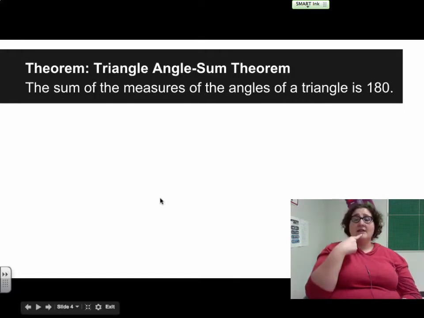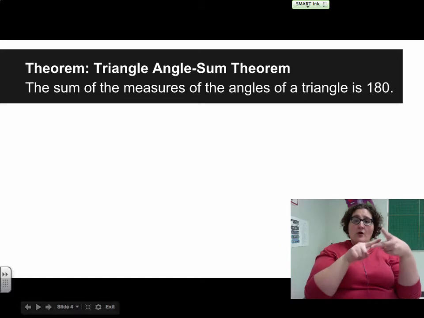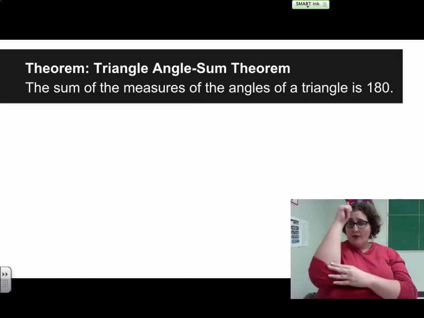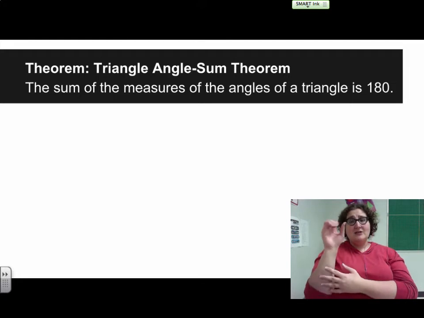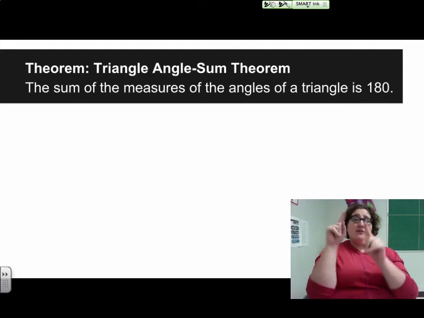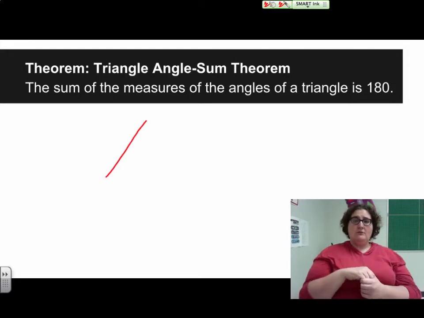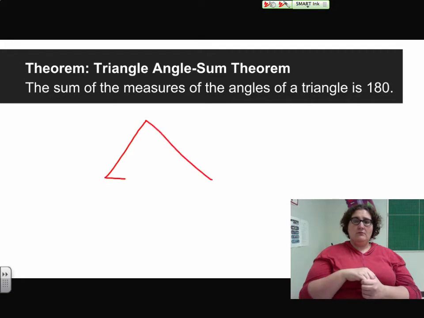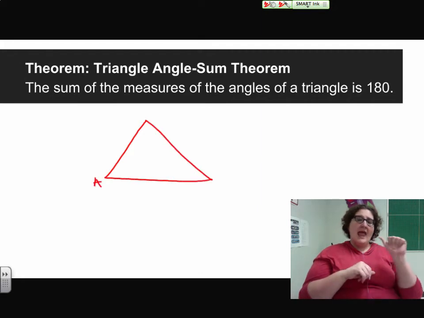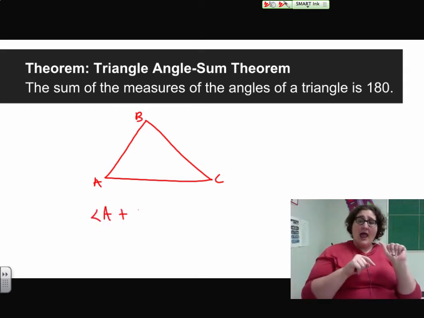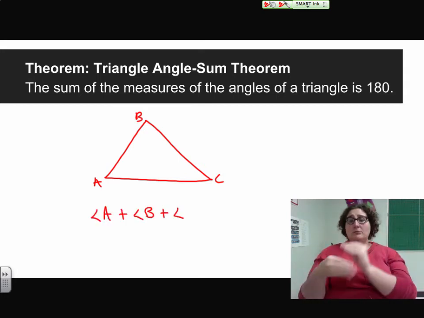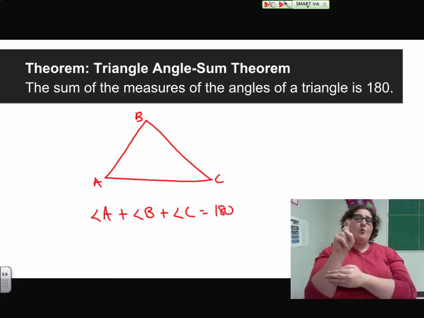Theorem. It says triangle Angle-Sum Theorem. It says the sum of measures of the angles of a triangle is 180. So what that translates into is if I have a triangle, let's call this ABC, it's saying that angle A plus angle B plus angle C equals 180.